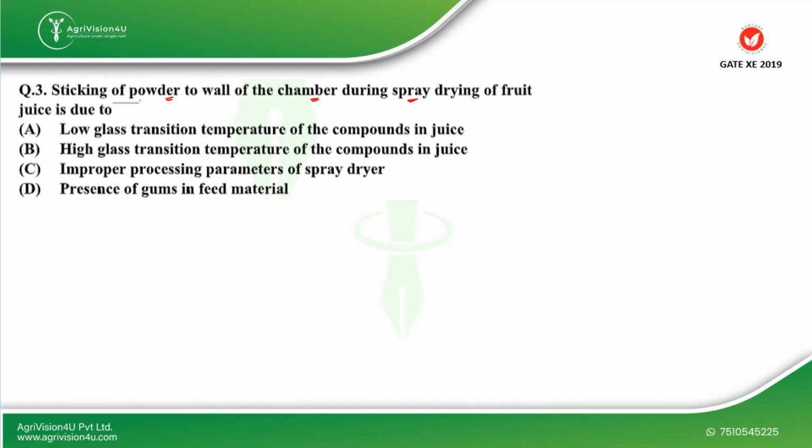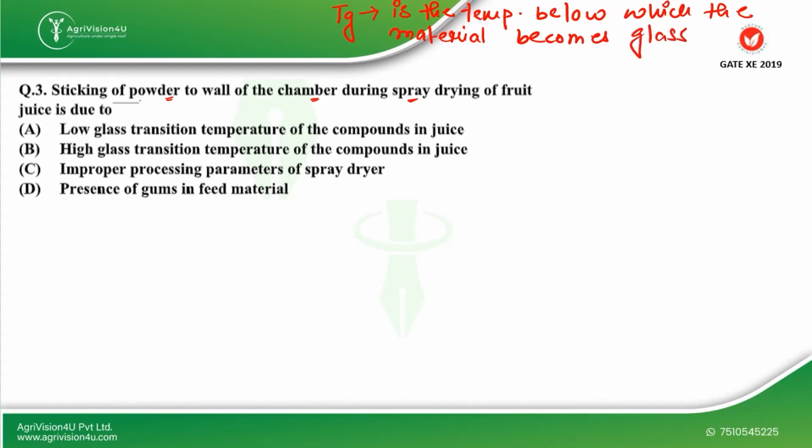So my first option, that is low glass transition temperature of the compound in juice. So first, glass transition temperature, that is Tg. Actually, glass transition temperature is the temperature below which a material becomes brittle or glassy. That's why we say glass transition temperature.